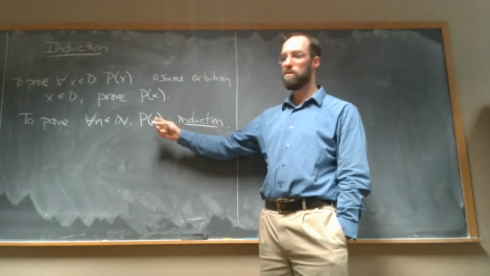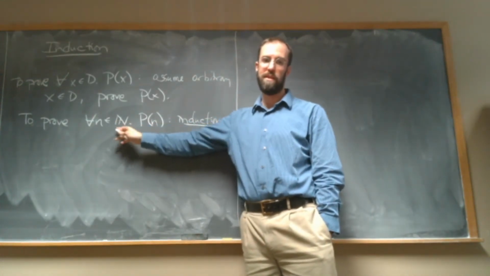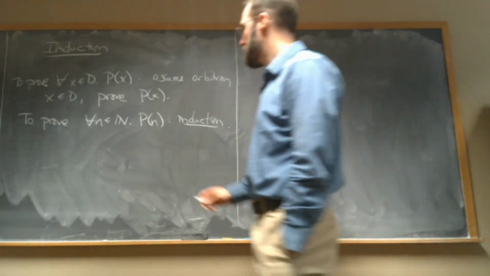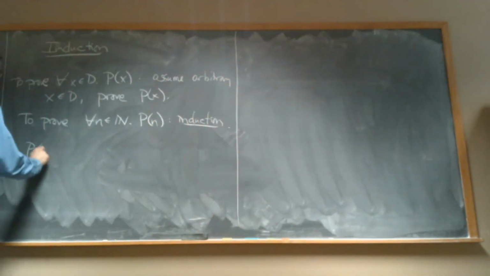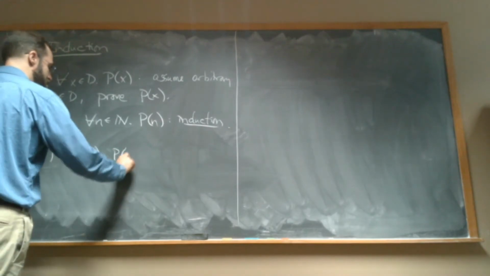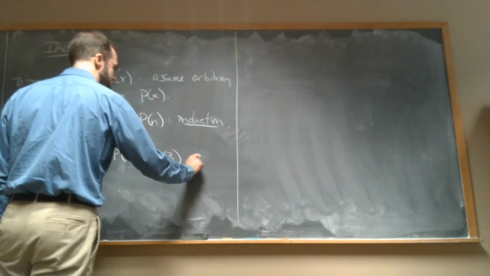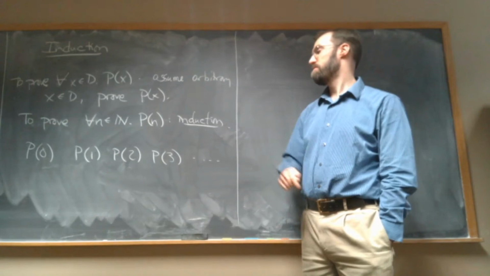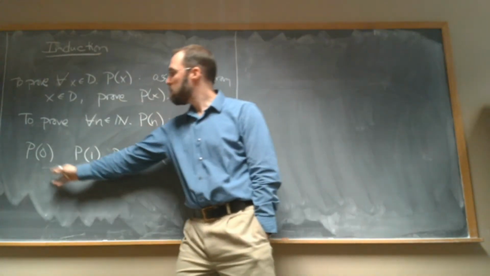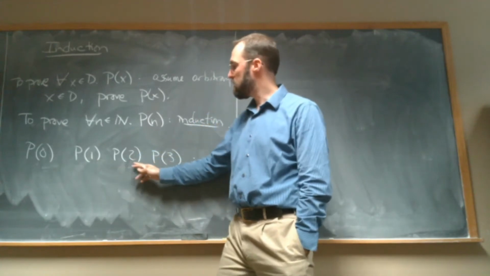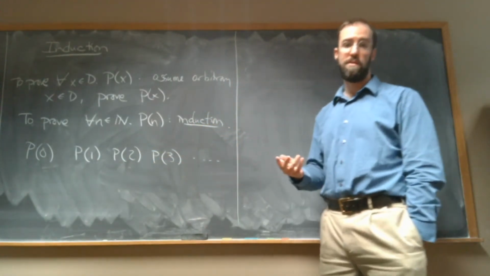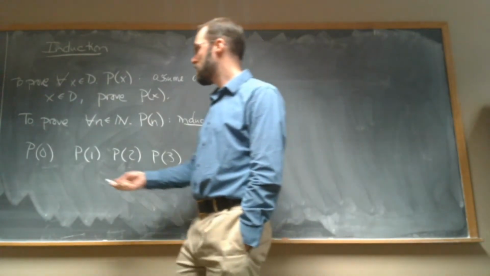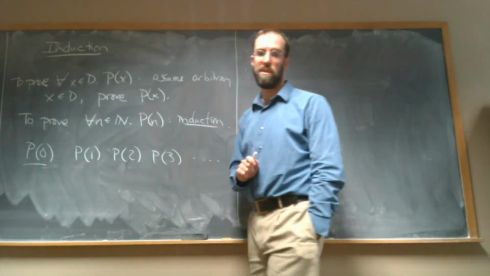Sometimes when we want to prove a statement of the form for all natural numbers n, some proposition holds of n, then we can use induction. So what's the idea? To prove this for all statement, conceptually, I have to prove infinitely many propositions, right? We have to prove P of 0, P of 1, P of 2, P of 3, and so on. And I can't literally write down infinitely many proofs. But here's something that I could do. I could start by proving that P of 0 is true.